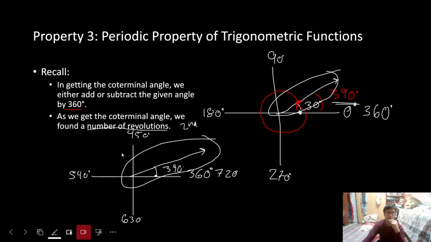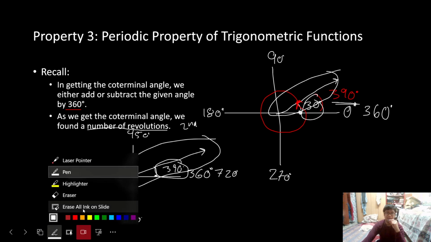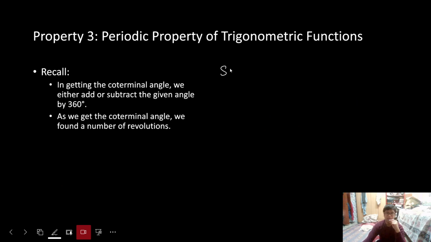So why are we going to relate coterminal angles in this case? Now let's try to find the value of a sine with this angle only. So we have sine of, let's start with 30 degrees. What would be our answer here? Sine of 30 degrees is actually 1/2, right? And let's just say we have sine of 390 degrees.